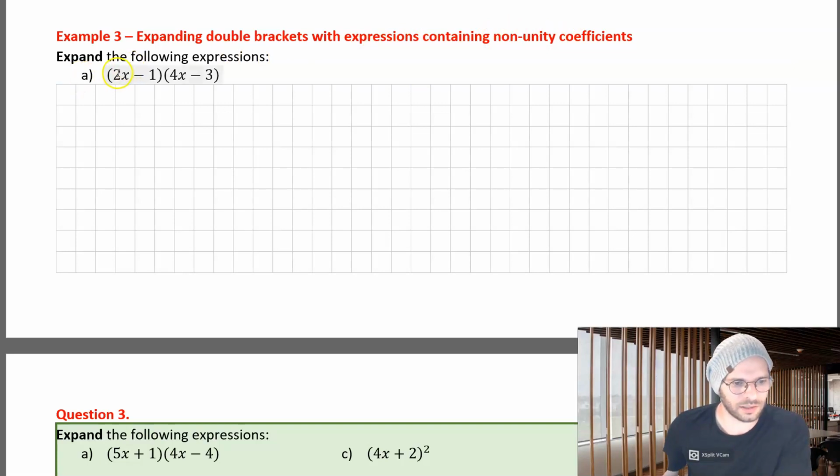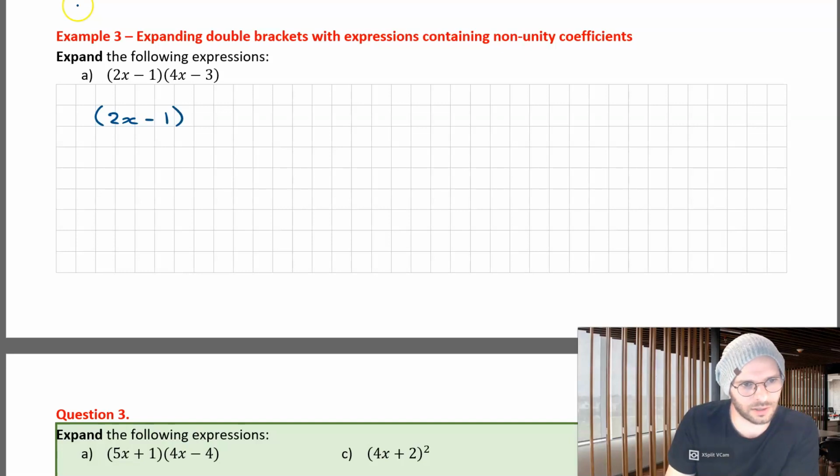So when we're looking at non-unity coefficients, we're looking at this 2 in front of the x and this 4 in front of the x. So how do we expand this sort of thing? Well, exactly like we've done before. So it's 2x, take 1, multiplied by the expression 4x, take 3. Expanding this out, we use FOIL again. So 2x to the 4x, 2x to the minus 3.